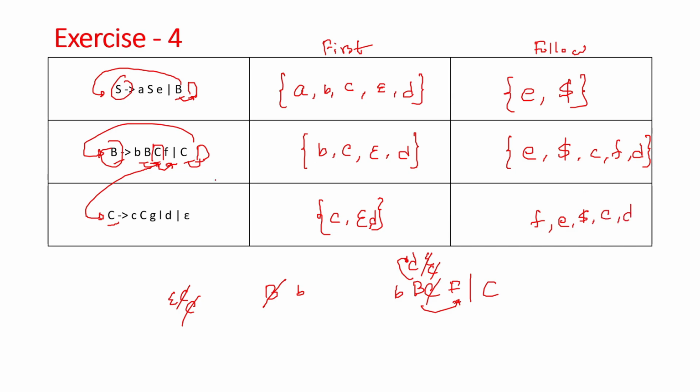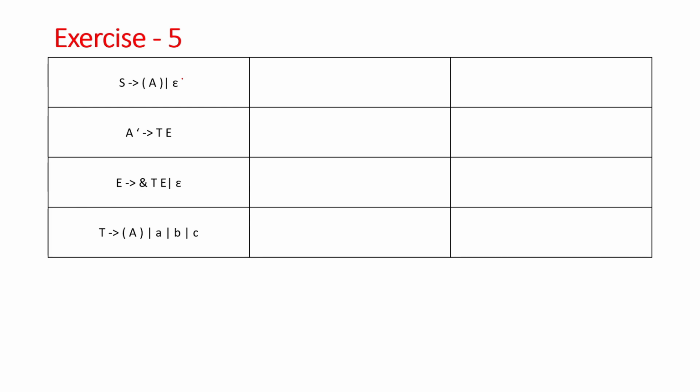Now I am going to see here again. C has again come up here, and C has a follow, which is G, a non-terminal. That means I am going to add here G. And thus this is my first and follow for this part of these grammars. Let's check another problem, and this is the final one.